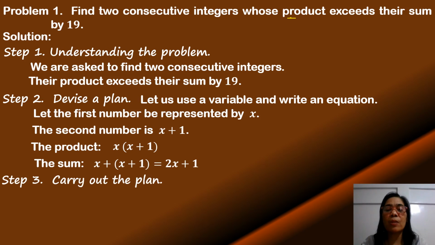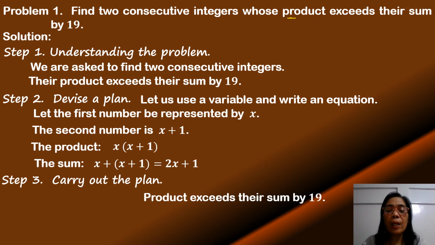The third step is to carry out the plan. So here, we can now write the equation based on the condition. It says that the product exceeds their sum by 19. So take note, this is the product and this is the sum. The product is being compared to the sum, and it says that the product exceeds their sum by 19. Therefore, for this product and sum to be equal, we have to add 19 to the sum.